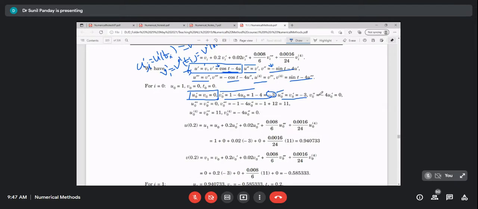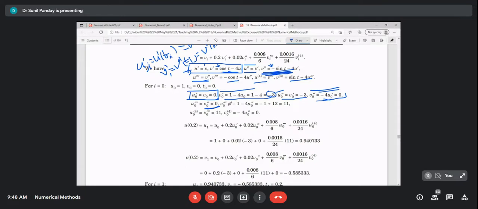Now the second derivative of v at 0 is equal to this one. So if I substitute t equal to 0, sine 0 will be 0, and you will get minus 4 of u dash 0. And what is the value of u dash 0? It is 0. So finally v double dash is 0. Now u triple dash 0 is actually v double dash 0. And what is the value of v double dash 0? From here we have v double dash 0 is 0, so it is 0.